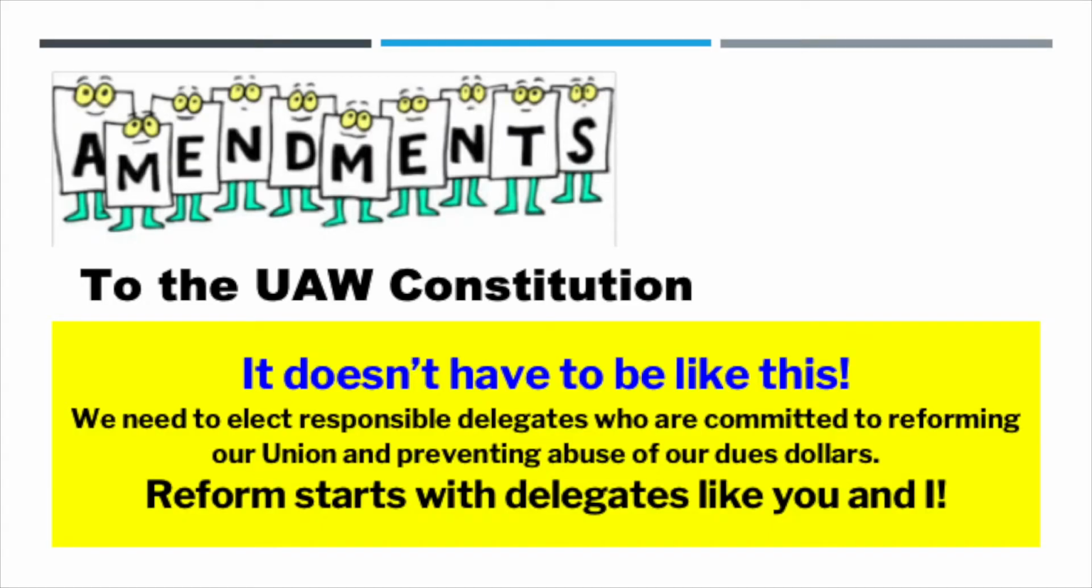Okay, that was a speech that I gave at the last Constitutional Convention. And as you can see, I had support for a lot of the things that I was saying, but in the end, the delegates did not vote it down and send it back to committee to be amended. So it passed as was. We need to elect responsible delegates who are committed to reforming our union and preventing abuses of our dues dollars. Reform starts with delegates like you and I.